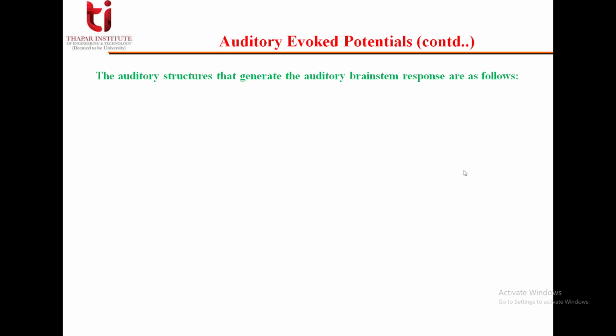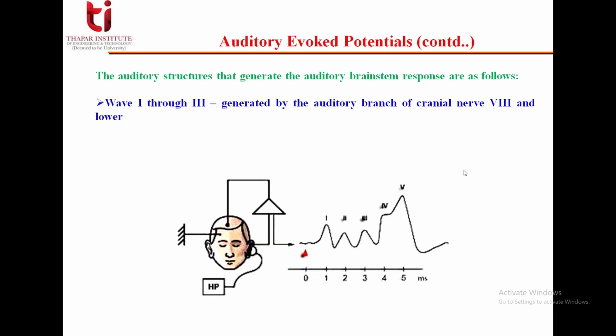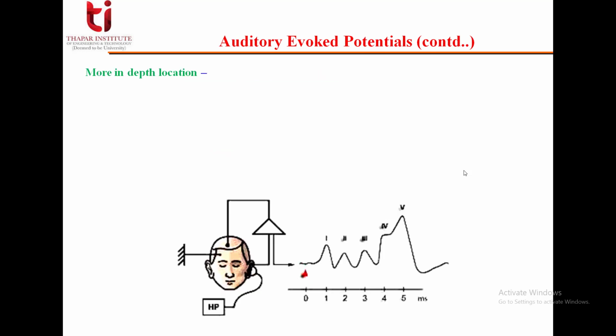The auditory structures that generate the auditory brainstem response are as you can see in the diagram. So we have wave 1 through wave 3, generated by the auditory branch of cranial nerve 8, or we can say the 8th nerve, and the lower brainstem. Waves 4 and 5 are generated by the upper brainstem. Now we will see in more depth the locations from which these waves are emerging.